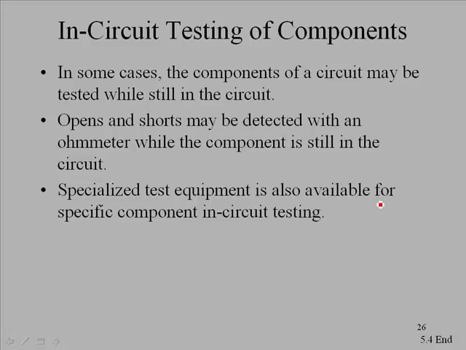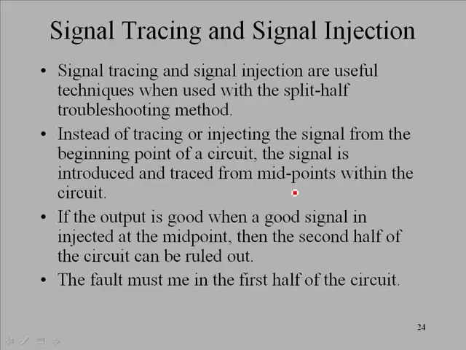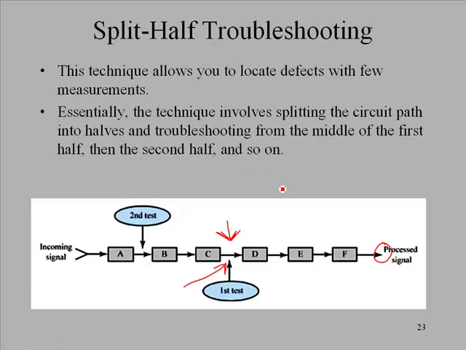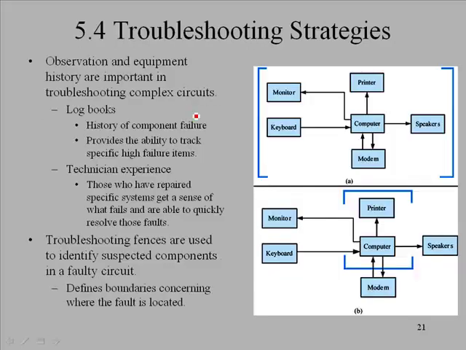Okay, so this wraps up our look at troubleshooting. We finished off talking about testing components while they're in the circuit. We looked at component substitution, briefly looked at signal tracing and injection, and split half troubleshooting. This was the divide and conquer from the first chapter. Then troubleshooting strategies, and we started here on this page.